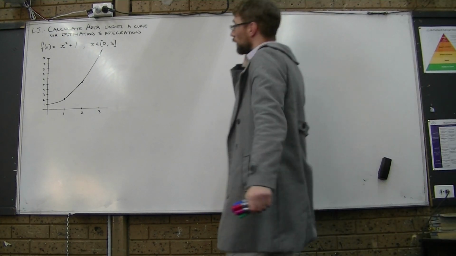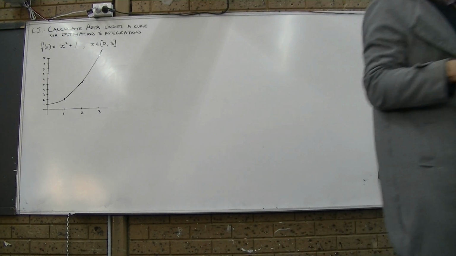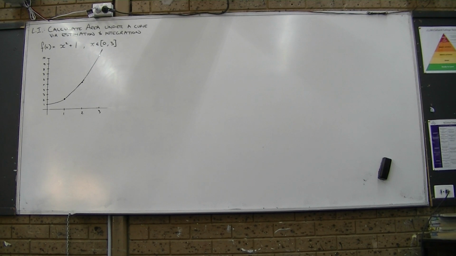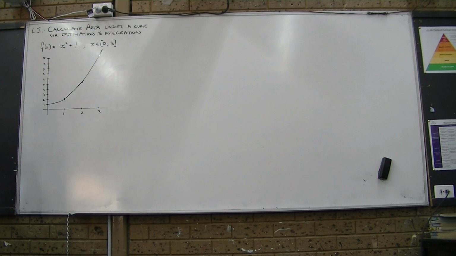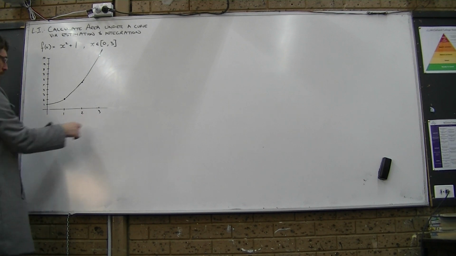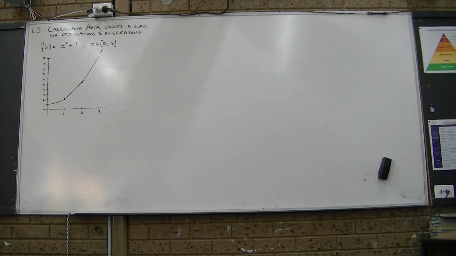Okay, calculate area under a curve by estimation and integration. So we're going right back to the basics of this. I want to know how much area is under this curve between x is 0 and x is 3. How do I do it?